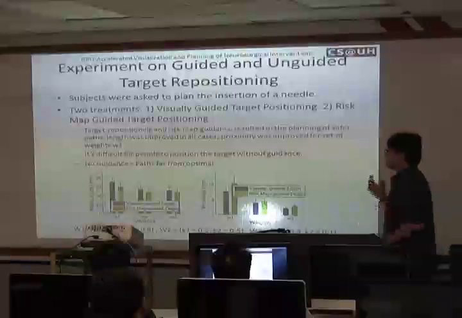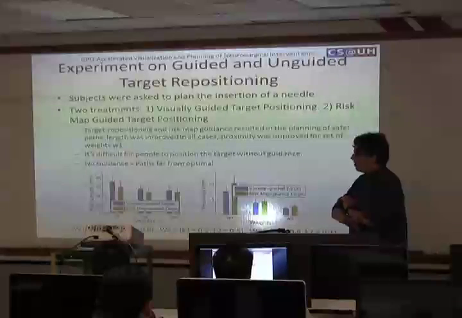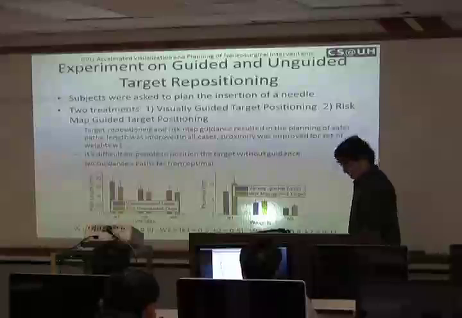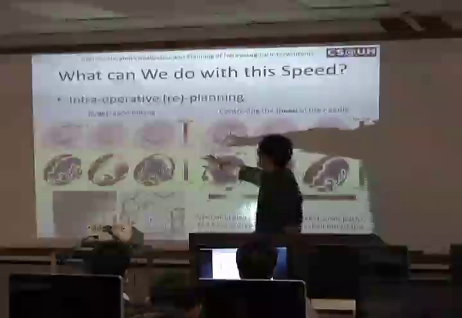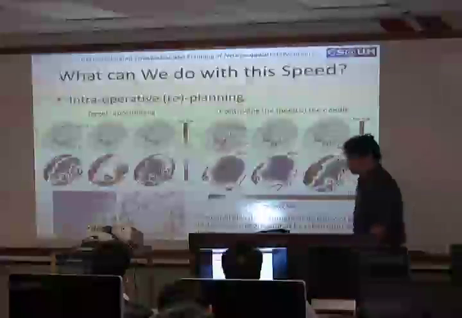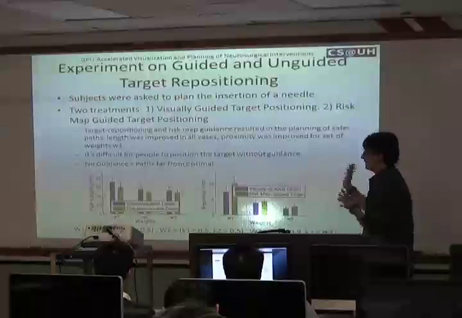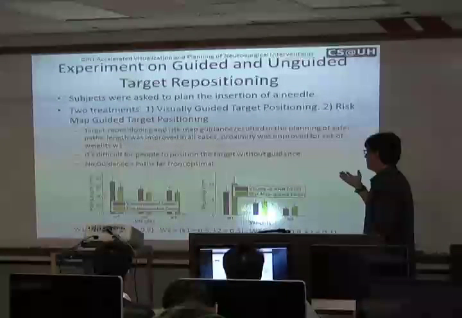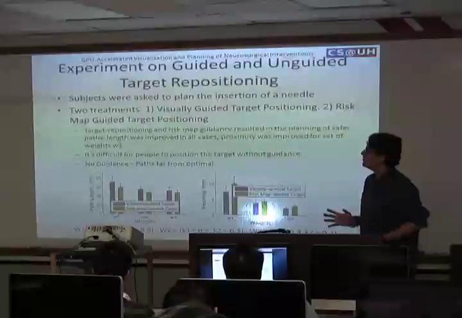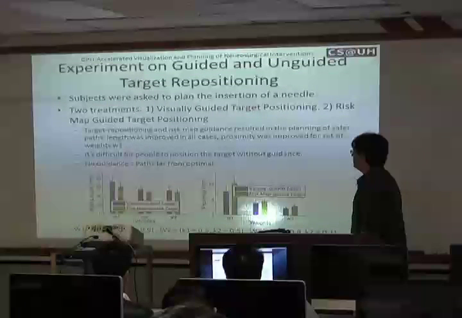To show that, we had one treatment in which the subject had to position the target without information from the algorithm, just visual guidance. He only could see something like this, and absolutely no information. The other treatment was with the guidance map, and we observed that without any guidance, people tend to choose paths that are really suboptimal.